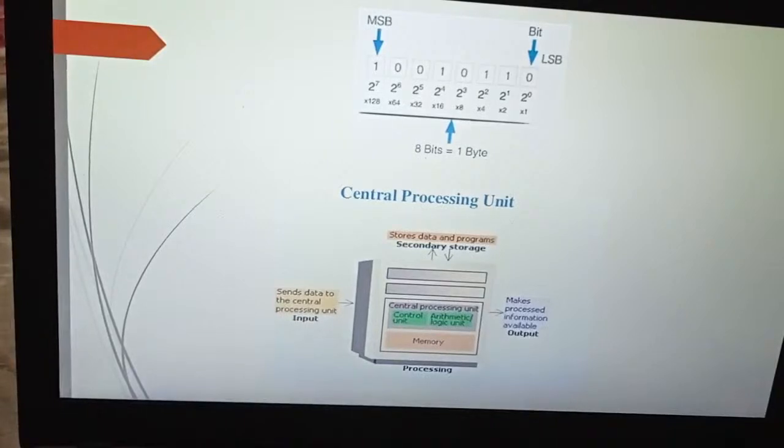A word is a group of 16 bits. Same as here, 1 byte is 8 bits, and a word is a group of 16 bits. In a word, the bits are numbered 0 to 15, because it is a group of 16 bits.